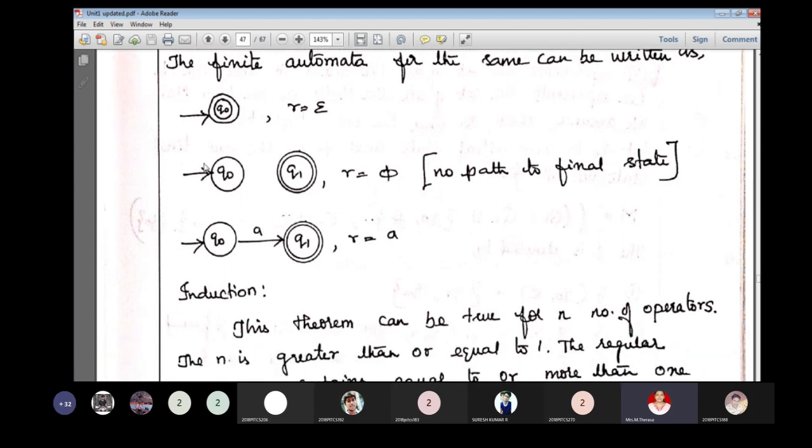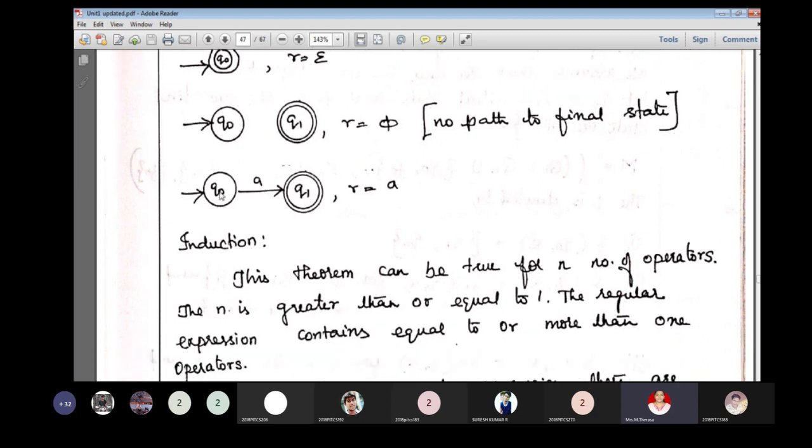Okay, and then phi. There are two states, q0 and q1. q0 is the initial state, q1 is the final state. From the initial state to the final state there is no transition, so phi is represented by no transition. Here there is no string, there is no transition at all. And next, q0 is the initial state, q1 is the final state. From q0 to q1 we can transit over a. So a is a string. After reading a, we can move from q0 to q1 and the string a is accepted.